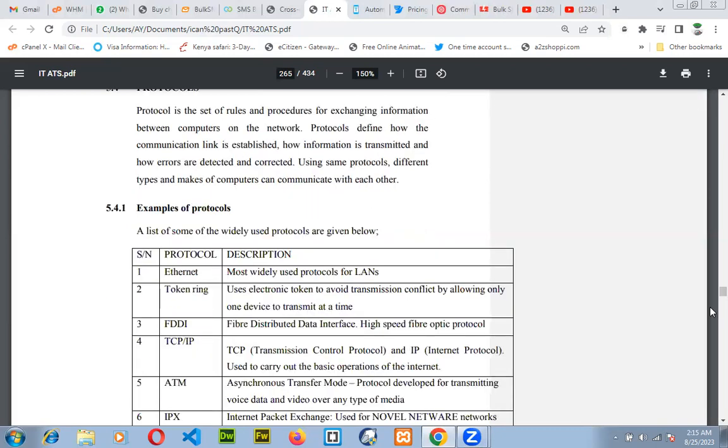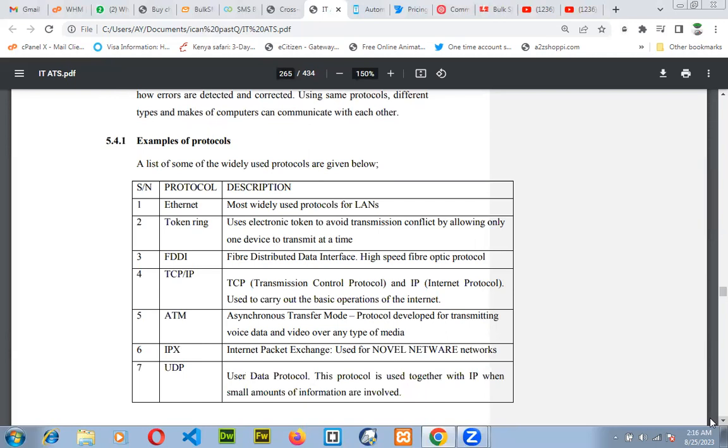Protocols. A protocol is a set of rules and procedures for exchanging information between computers on a network. Protocols define how the communication link is established, how information is transmitted, and how errors are detected and corrected. Using the same protocols, different types and makes of computer can communicate with each other. So we have examples of protocols here. We have the Ethernet, the most widely used protocol for local area networks.